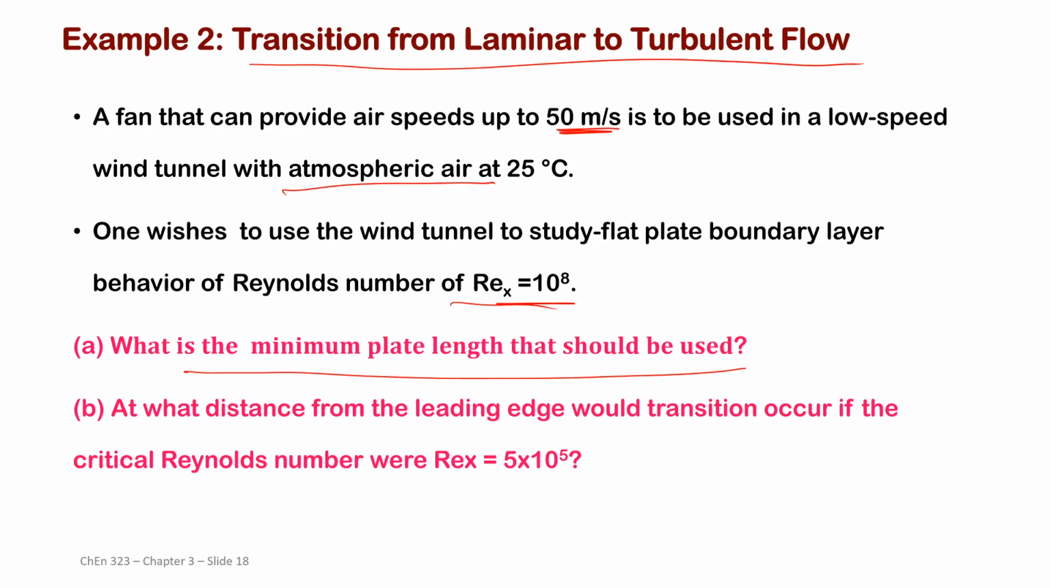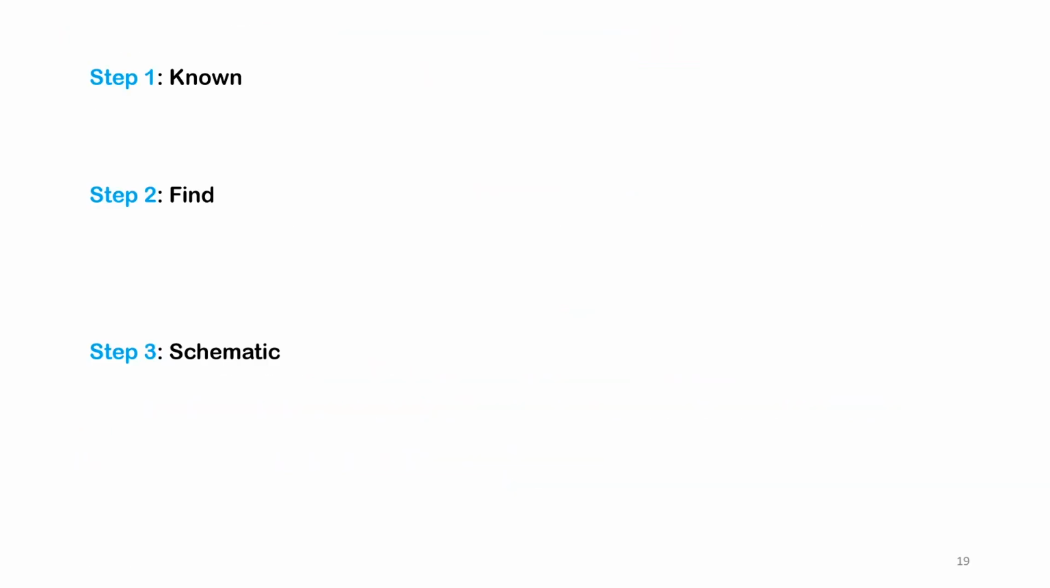So the velocity of the air is given, temperature of the air is given. The temperature will influence our properties, density, viscosity, Cp, and so on and so forth. So we need to look up these properties at this particular temperature. And then the first question is, what should be the length to reach this Reynolds number for the plate? And question B is, at what distance the critical Reynolds number is achieved? So again, this is a very straightforward problem.